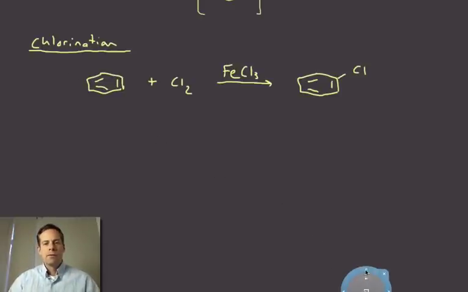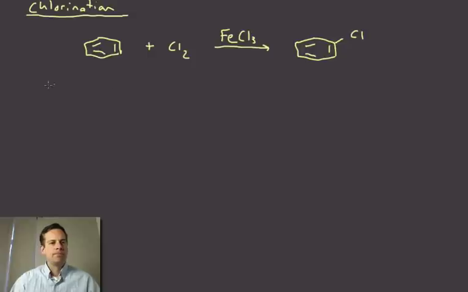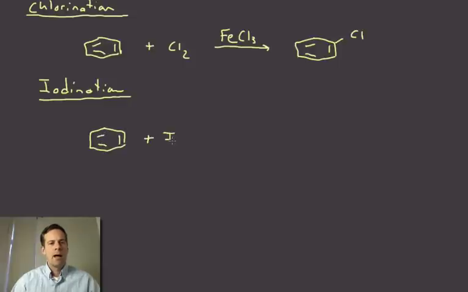Okay, so then the final reaction that we're going to quickly talk about is going to be iodination. Okay, iodination. And conceptually, this is just like chlorination and bromination. Okay, so we're going to add I2. And what we need to do is add something that's going to generate the equivalent of an I+, right? So a highly electrophilic iodine.